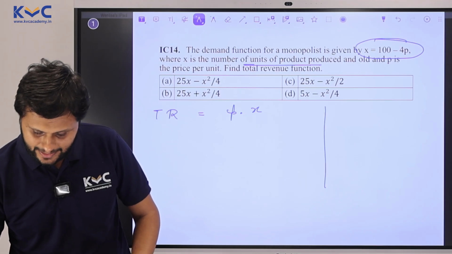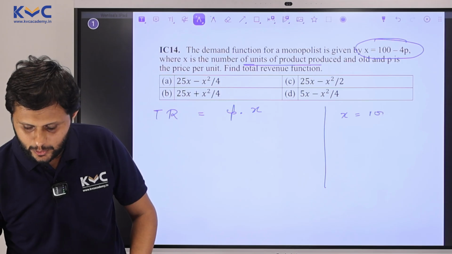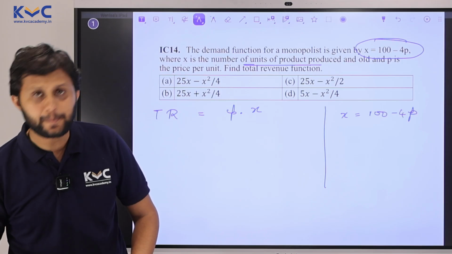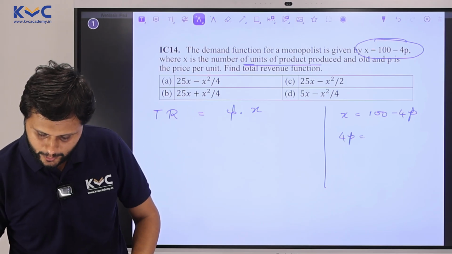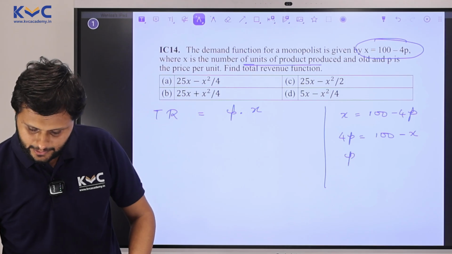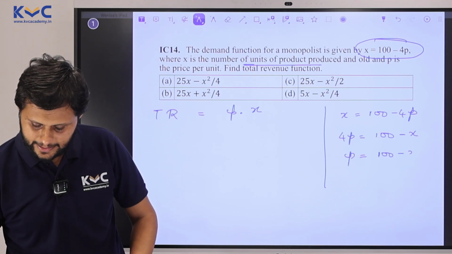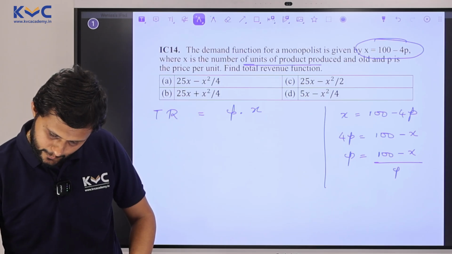That's why I said we always write it as P is equal to. So what I'll do is, side by side I will calculate for P given x is equal to 100 minus 4p. Okay, I'll get 4p to this side. So we have 4p is equal to 100 minus x. P is equal to 100 minus x divided by 4.